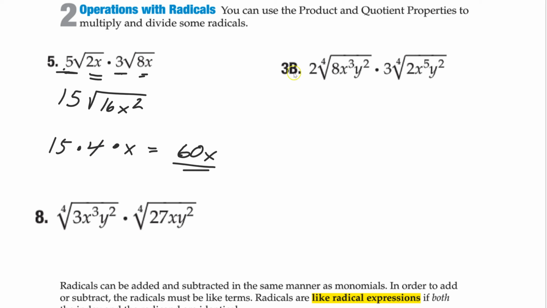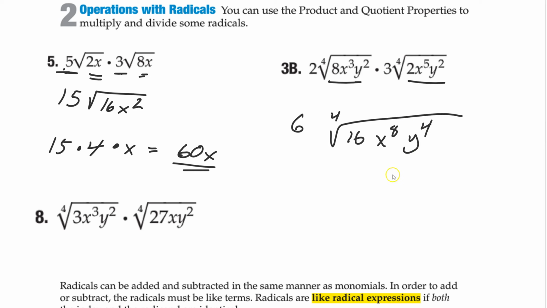Same thing here. Multiply outside by outside, so I get 6 on the outside. And then I'll multiply the inside by the inside. 8 times 2 is 16. X3, x5 is x8, sorry. Y2, y2 is y4. Now we can simplify it. There's a 6 on the outside. 4th root of 16 is 2. X to the 8th divided by 4 is x squared, sorry. And 4 divided by 4 is 1. So we get 12x squared y.